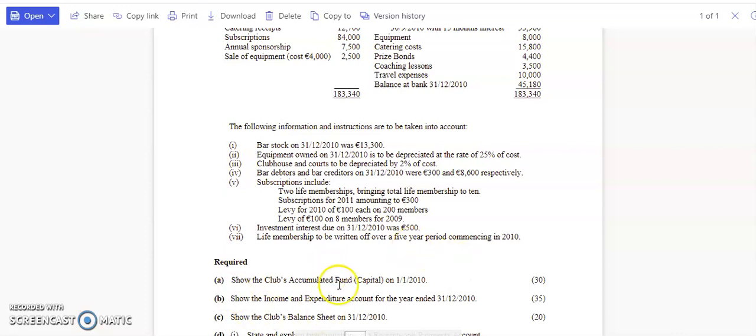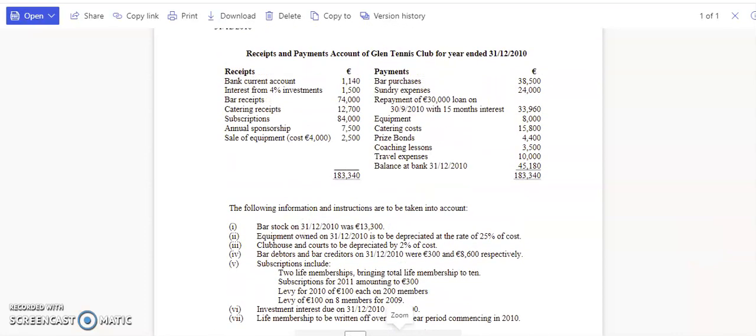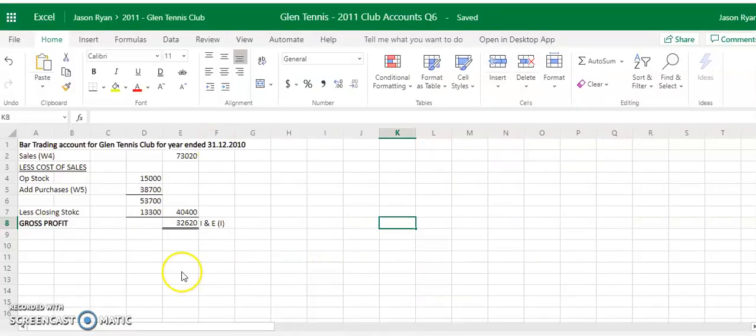Okay, so after you've done the accumulated fund and the bar trading account, the next account is going to be your income and expenditure account. Your income and expenditure account is just working down through the items you have in your receipts and working down to the items you have in your payments, and then doing any adjustments if you need to.